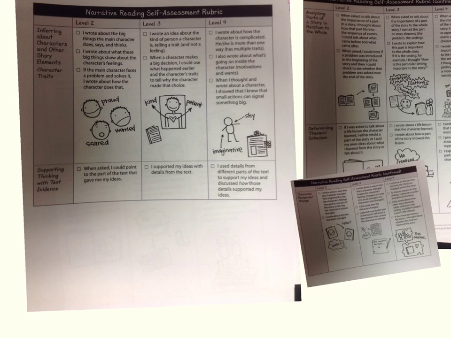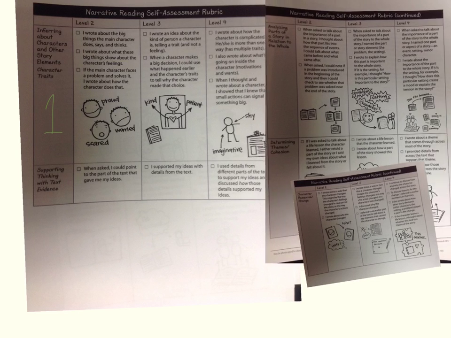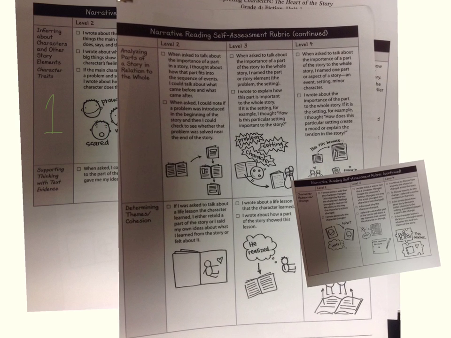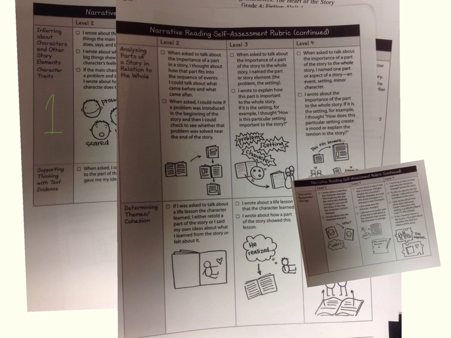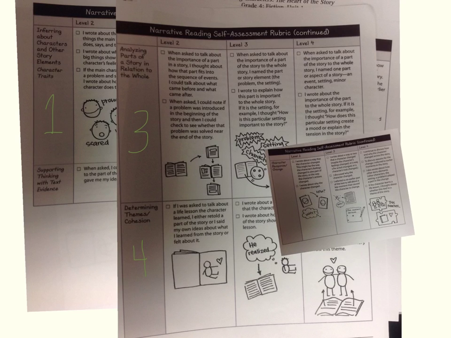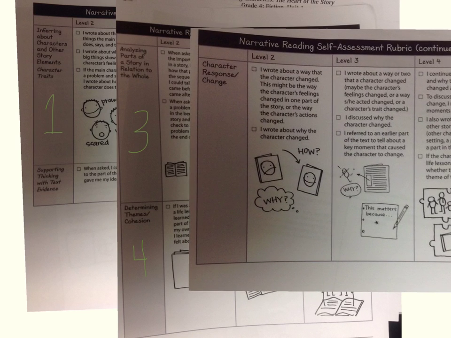The first page on your rubric corresponds with question number 1. This is the next page of your rubric. The top box corresponds with question number 3 on your assessment. The bottom box corresponds with question number 4 on your assessment. And then the last page of your rubric corresponds with question number 2.